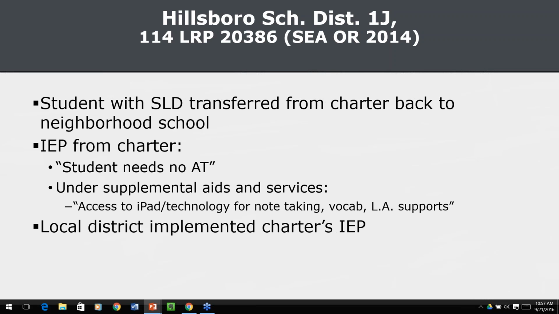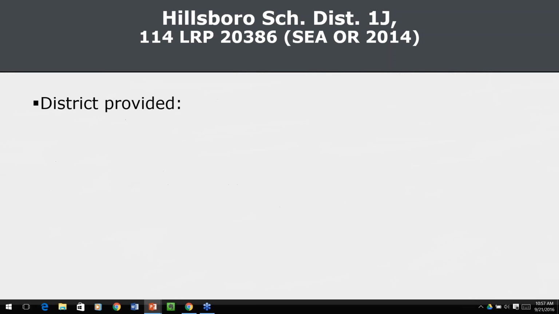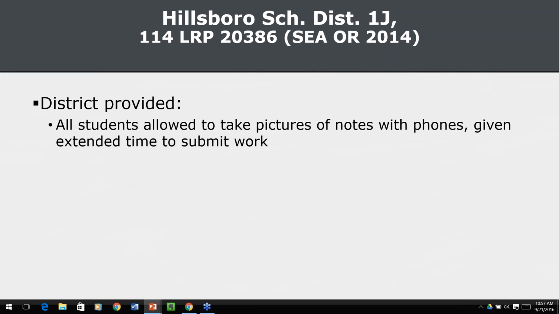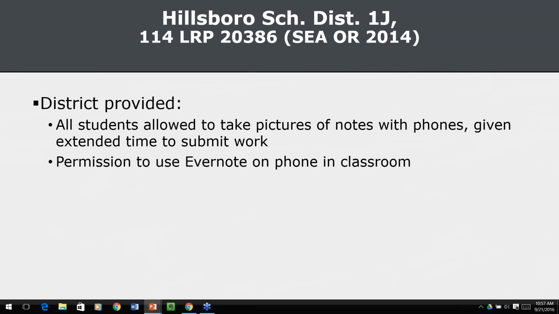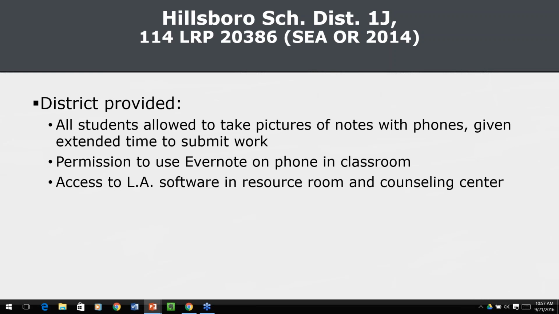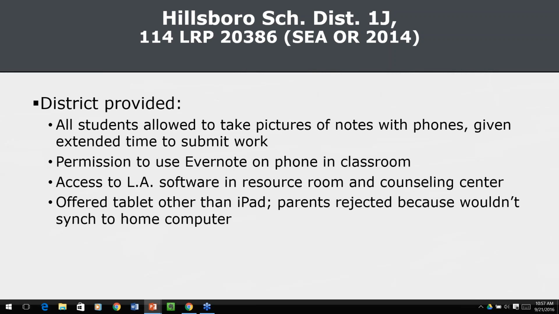The local district implemented the charter school's IEP. This kid was allowed to take pictures of notes with his phone and given extended time to submit his work. They let this kid use Evernote on his phone in the classroom, which I think is a really great accommodation. I love Evernote as a multi-platform, multi-device platform. They gave this student access to the language arts software in the resource room and in the counseling center, but not in the classroom because they just didn't have that capacity in this building. They offered him a tablet other than an iPad.